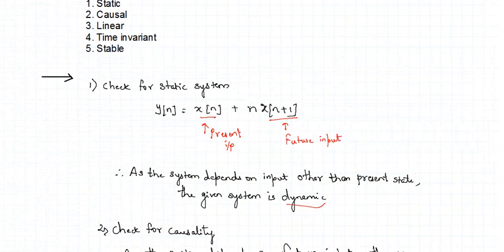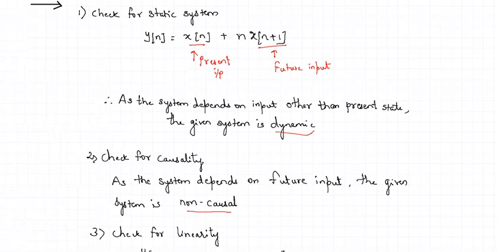If this term had been absent, then we would have said that the output is only a function of the present input and therefore the system is static. But since there is a presence of input other than the present input, you call the system a dynamic system. Let us check the next system property for the given system.